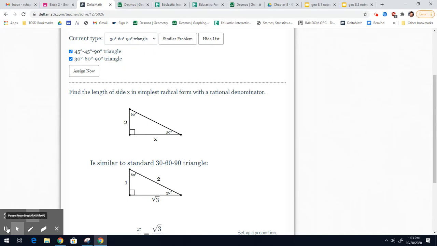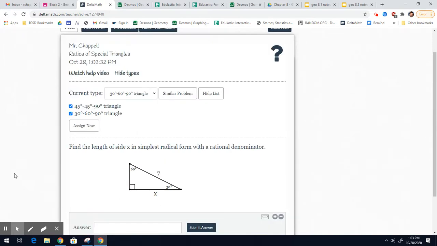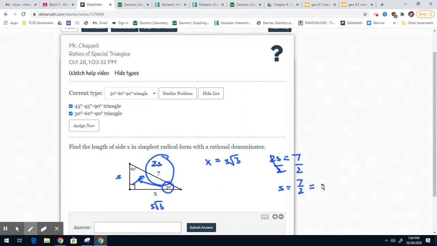Okay, next one's coming. Okay, so here's the next one. All right, so we want to find the length of X. So again, 30, 60, 90 triangle. Here's your 30. So there's your short leg S. Here's your right angle. So there's your hypotenuse 2S and the third side. So we want to find X, which is going to be S square root of 3. They give us what 2S is. 2S is equal to 7. So divide by 2, divide by 2. The 2's cancel. S is, and now that is a fraction, 7/2, or it's also 3.5.